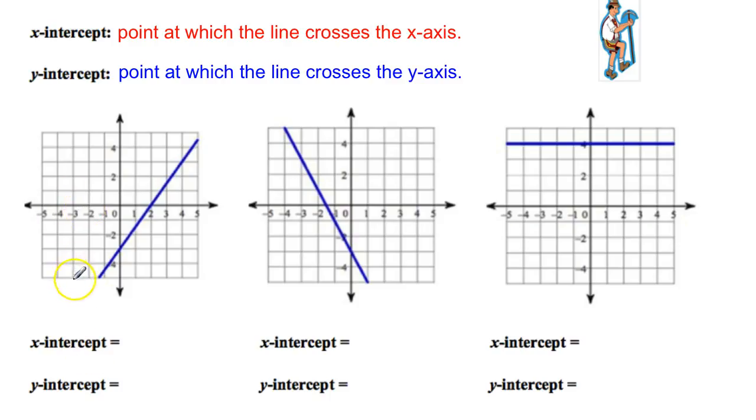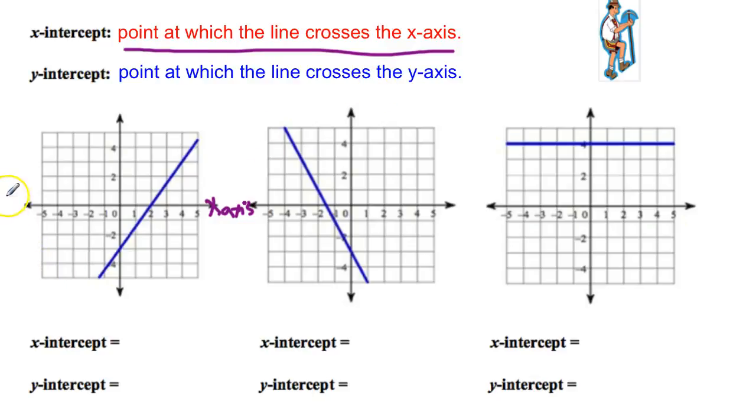Alright, in this section we're going to graph lines using intercepts. So the first thing you want to do, take down these definitions up here. The x-intercept, that is the point at which the line crosses the x-axis. So remember, this horizontal line right here, we call this the x-axis. So if you need to pause the video, copy this down. The x-intercept, point at which the line crosses the x-axis.